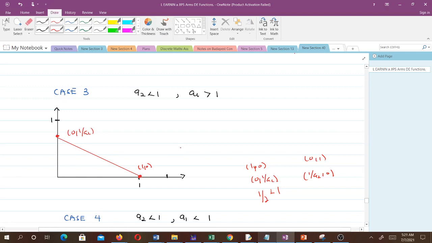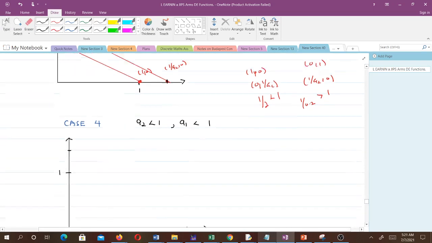Then we are considering the case when a2 is less than 1. So this is the point 0, 1. And if a2 is less than 1, then you can take something like 0.2, and 1 over 0.2 is always greater than 1. So that means the point 1 over a2, 0 can be somewhere here. And when you plot this, you also realize that in this region too, we don't have any fixed point because the two Nullclines do not intersect. Right? There is no intersection.